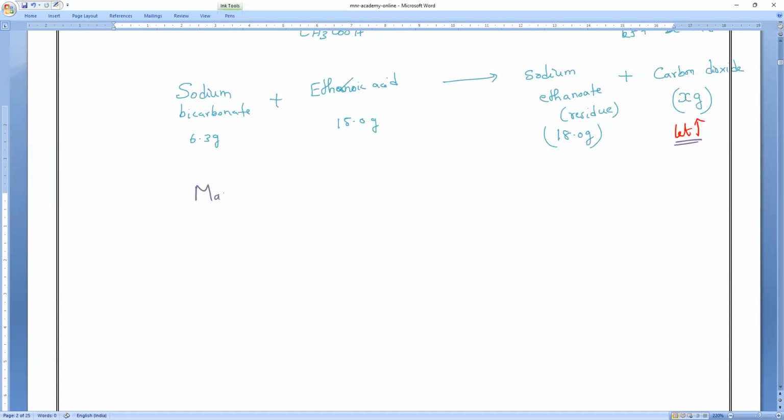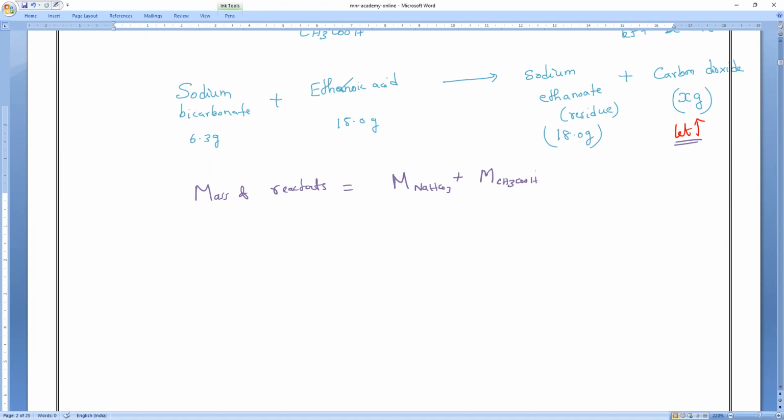So mass of reactants. Gokul, tell me, mass of reactants is equal to what? Mass of sodium bicarbonate, NaHCO3, plus mass of ethanoic acid, CH3COOH. Acetic acid or ethanoic acid, both are the same. Is that right? Yes, sir.